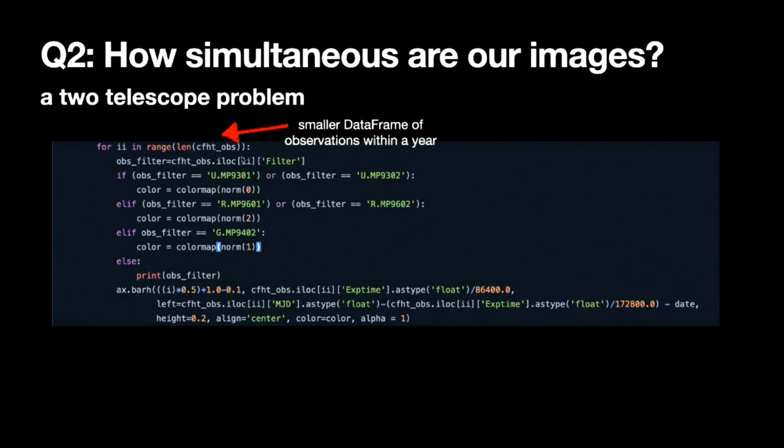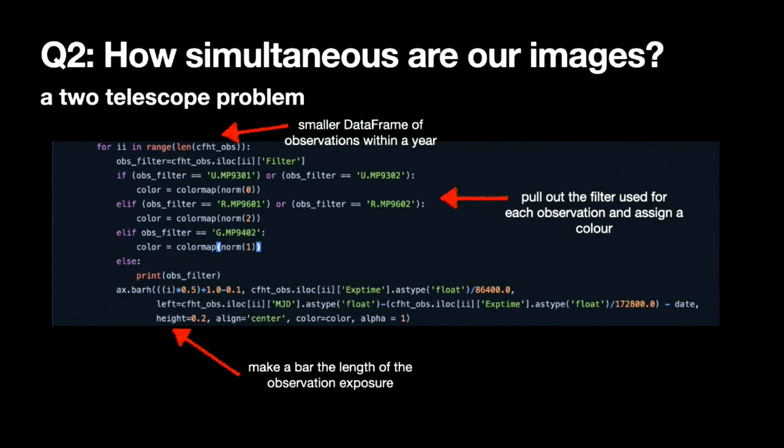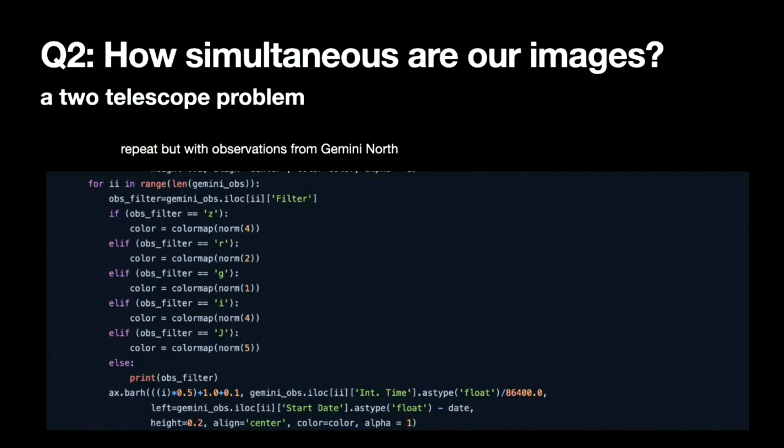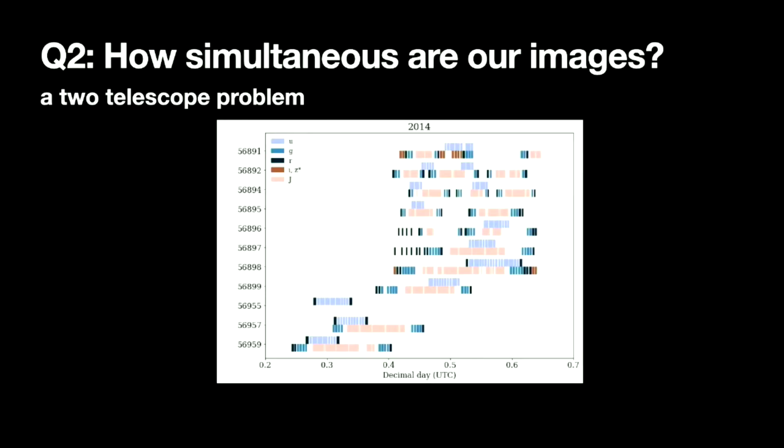So loop through that smaller data frame and pull out the filter used for each observation, so that it can correspond to a color on the plot, and make a bar the length of the observation exposures. So you repeat that, but with the data frame of images from the second telescope, and then you get a plot like this. But this is for 2014, and you have one for every single year that the survey ran for.